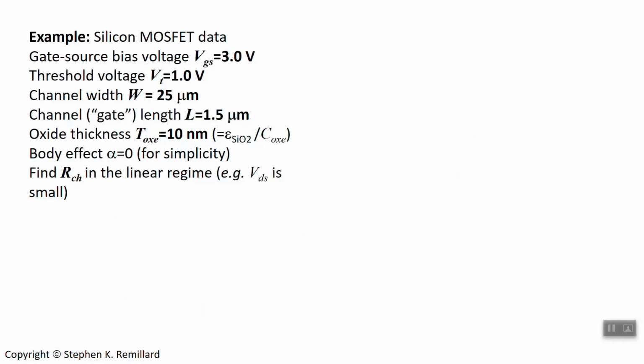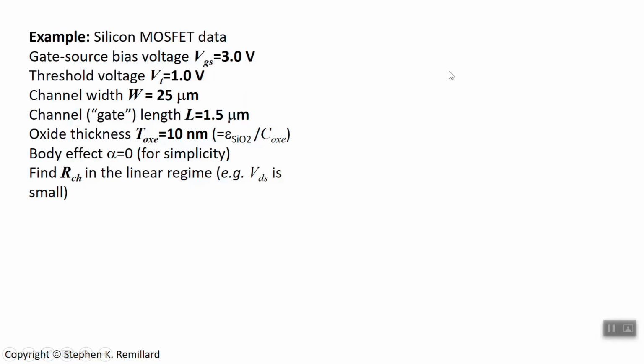That's equivalent to knowing the capacitance of the oxide. Thickness is the permittivity divided by the capacitance, or rather C is epsilon area over distance, and we always talk about capacitance per unit area. That's what big C is. We will take the body effect to be 0 for simplicity. And now this is important. We're looking in the linear regime.